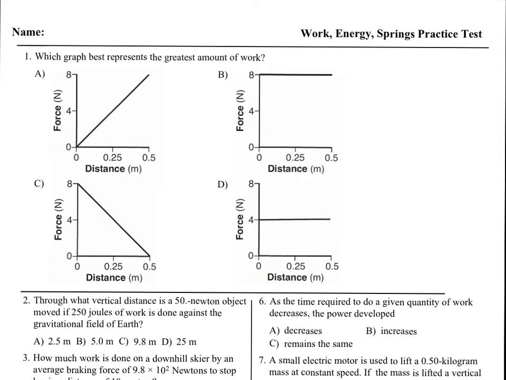The first topic we're going to go through is a series of work questions. The first one we're going to start with is this graphing question. Which graph best represents the greatest amount of work? So work, we should know, is W equal to F times D. If we're looking at a graph, that means we could find this on the area under the curve. So we're looking for the graph which has the most area under the curve.